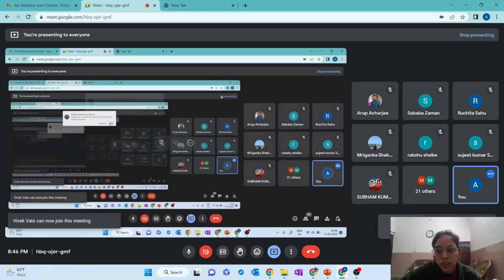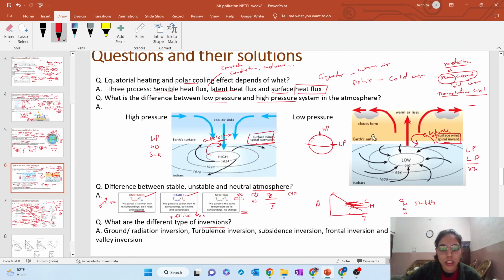Another is turbulence inversion, where the nearby region has a lot of air coming in from all directions. So it forms again a stable condition of hot air in between cold air due to the turbulence or a lot of incoming air.